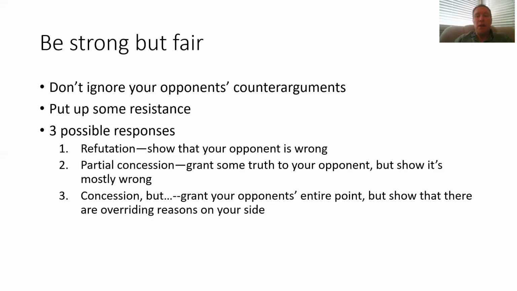Now, in some cases, your opponent has a really good point, and you can't refute it in any way. What they're saying is true and relevant. In that case, you use the concession but. Here, you grant the opponent's point. You say, yeah, you're right. But you show that there are overriding reasons on your own side, that even though you're right on that point, there's all this other evidence on the other side that says you still have to go this way. So I'll give you examples of each of these.